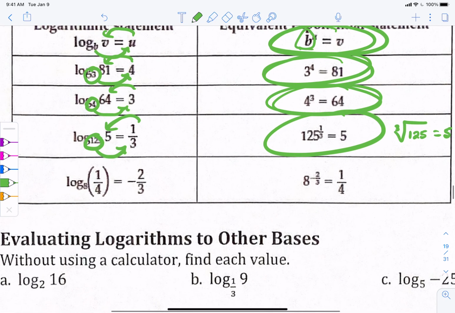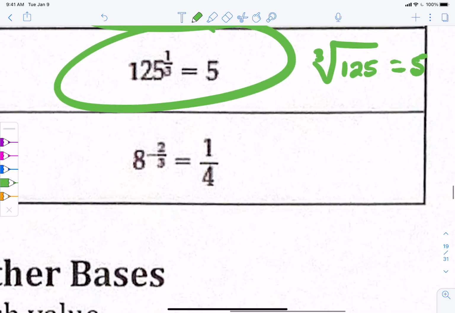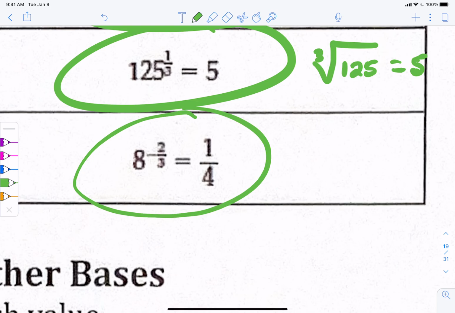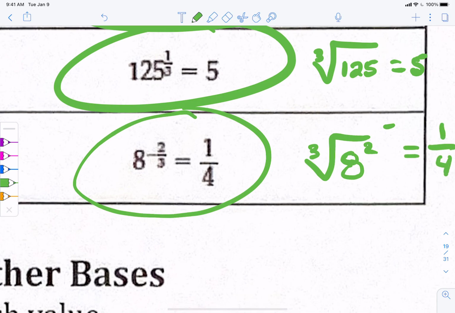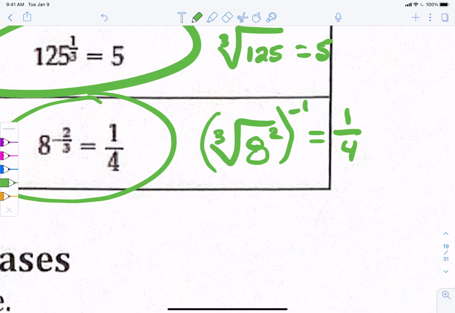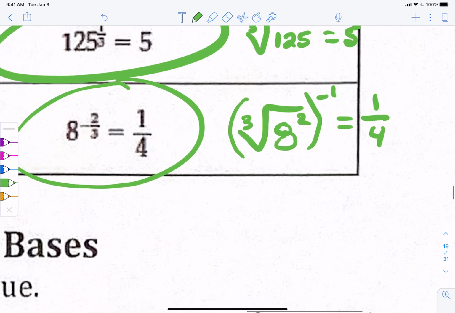Okay, and this next one, ooh, this is ugly stuff. Is this an 8? 8 to the negative 2/3 power equals 1/4. That's kind of an ugly thing, but that's the cubic root. This is really saying the cubic root of 8 squared, and then to the negative power, which flips it to be a fraction, is 1/4. Don't get bogged down by those exponents. We'll talk about those later. So just flipping them around for the most part.